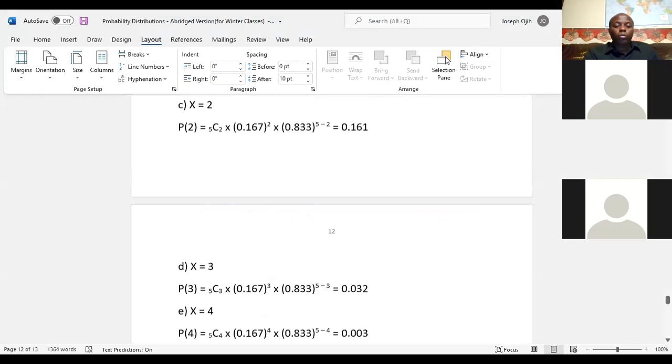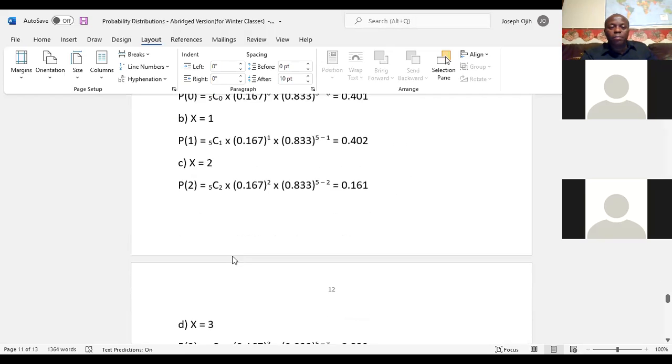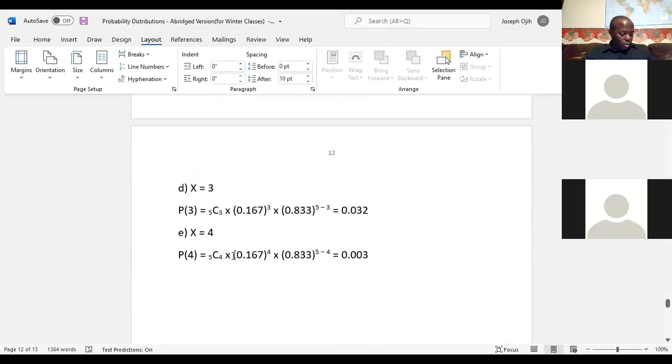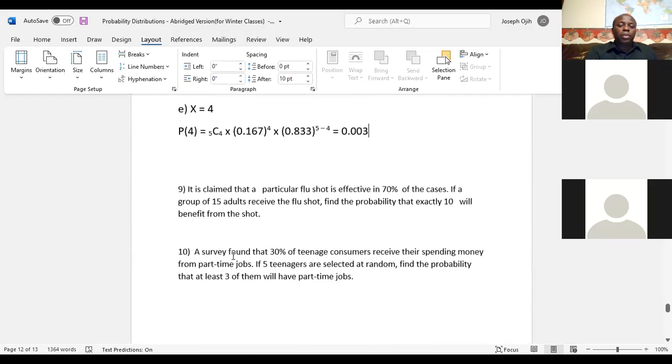0.003. So we have answered all the questions: the probability that it will appear no times, once, twice, 3 times, 4 times. We answered all of them here. Any question before we go to a new example? Good, excellent. Now, let's look at this example here.